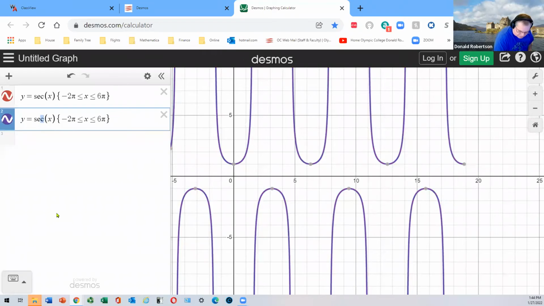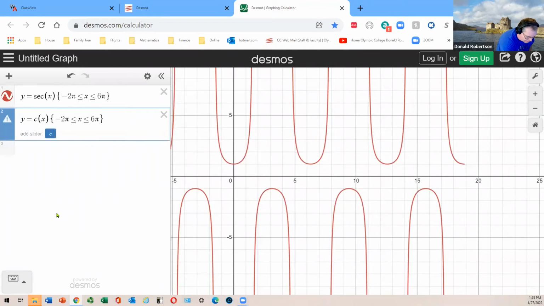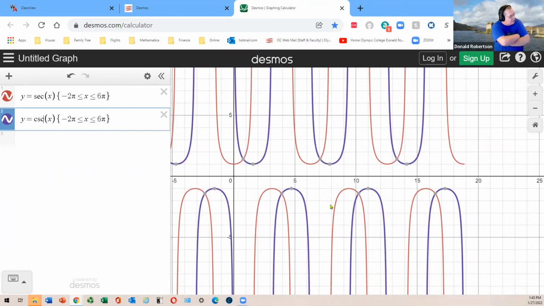Let's put a cosecant. Is there any obvious relationship between the red secant and the purple cosecant that you can see? Would you agree they're basically the same shape, but isn't one phase shifted? Aren't sine and cosine like that? The sine and the cosine look the same, but isn't the cosine kind of shoved to the right a little bit? That's about all I want to say about that.